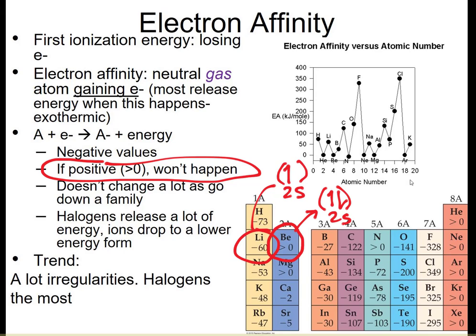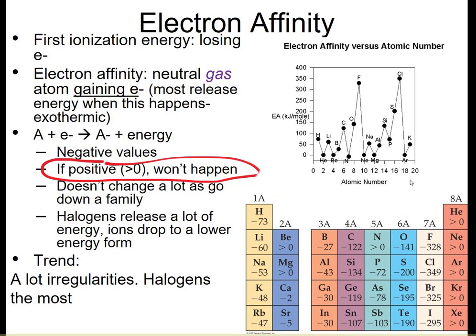So if I go to add an electron to lithium, you can see where that's going to go. Okay, so there's kind of a place for it. But if you go to add an electron to beryllium, there's no place for it. It would have to go to a 2p sublevel, and that's just not going to happen. And so that is why it has a positive electron affinity.